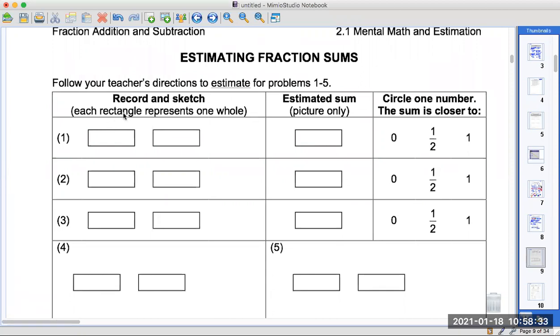Record and sketch. Each rectangle represents one whole. So that's 1 and that's 1. So I'm shading in a fraction, which is, I'm going to write 1/9 and 1/11. So notice different denominators. So 1/9 is about this much. Maybe a little more. And 1/11 is even smaller. Like maybe this much, right? 1/9, 1/11.